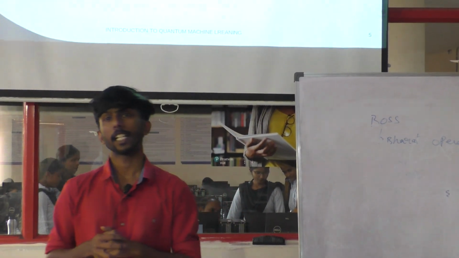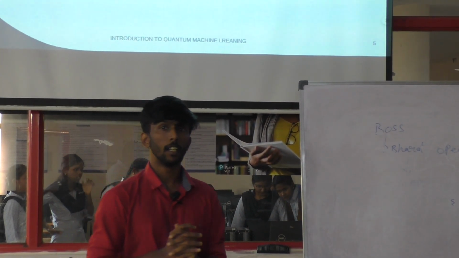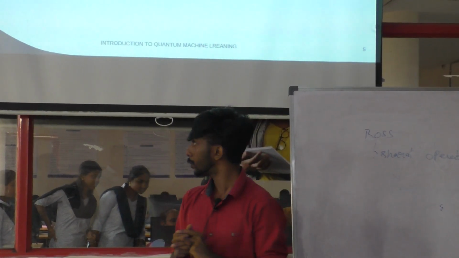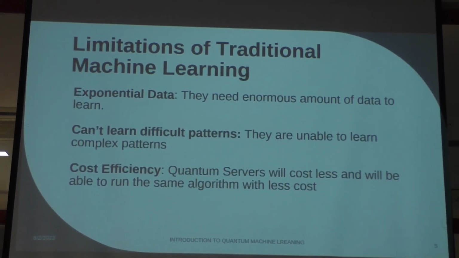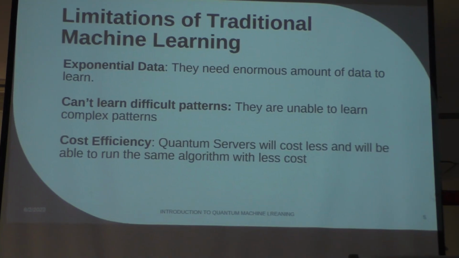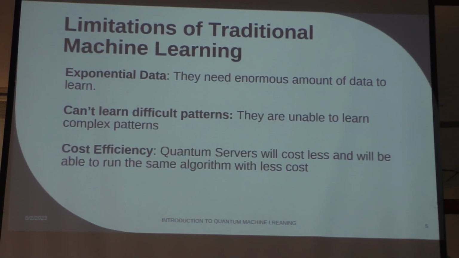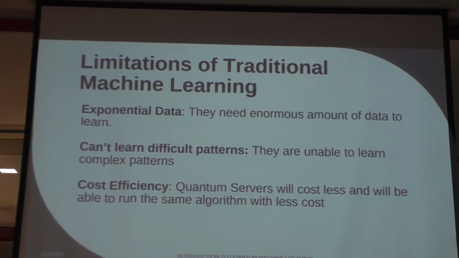Second one is that a lot of machine learning models right now are unable to learn complex patterns. If it is linear or otherwise simple, it will be able to learn much more easily. But if there are much more complex patterns involved, it might take more time and computing power.